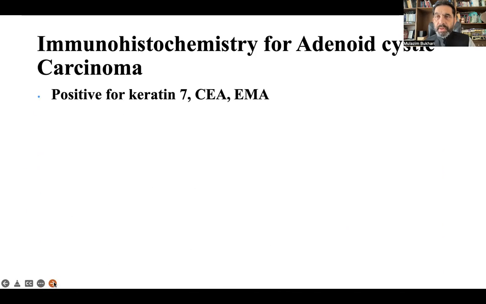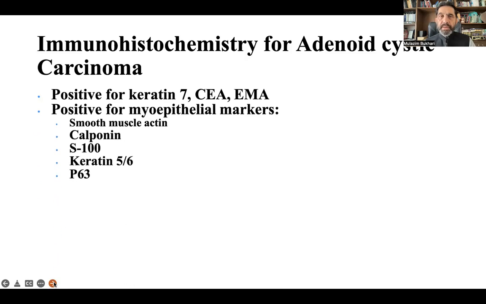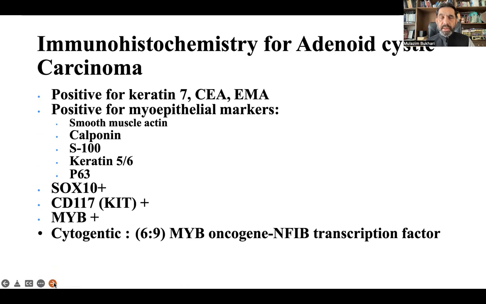Immunohistochemistry is very important to understand for the diagnosis. Different keratins, especially cytokeratin 7, are positive, and CEA and EMA are positive. Myoepithelial cell markers are positive, especially P63. SOX10 is important to differentiate this tumor from other tumors, since the solid variant creates confusion. CD117 and KIT are also positive.